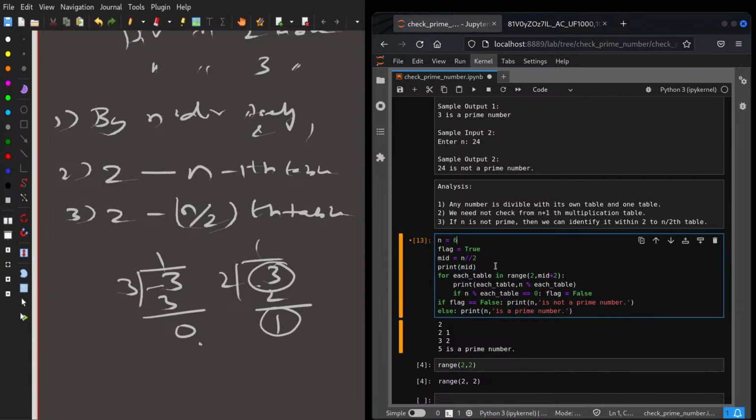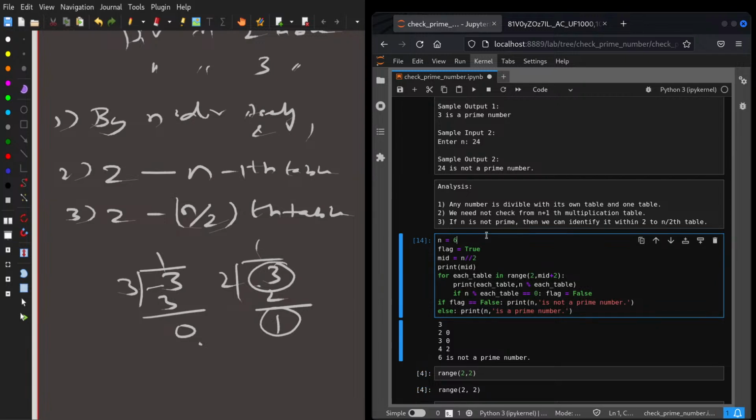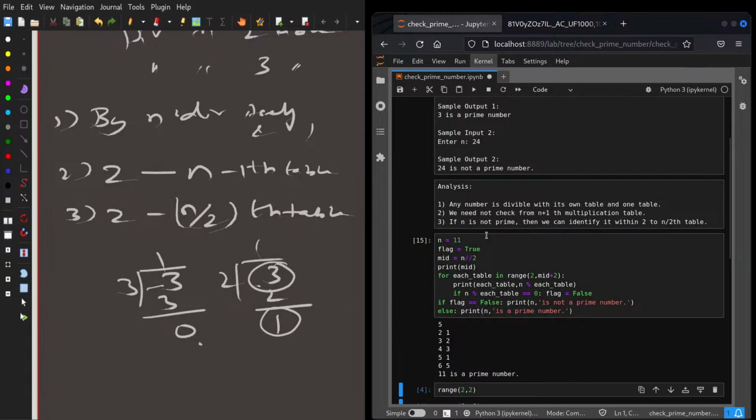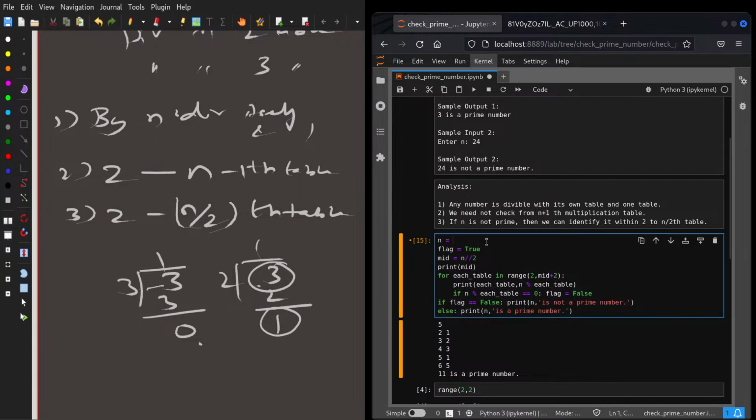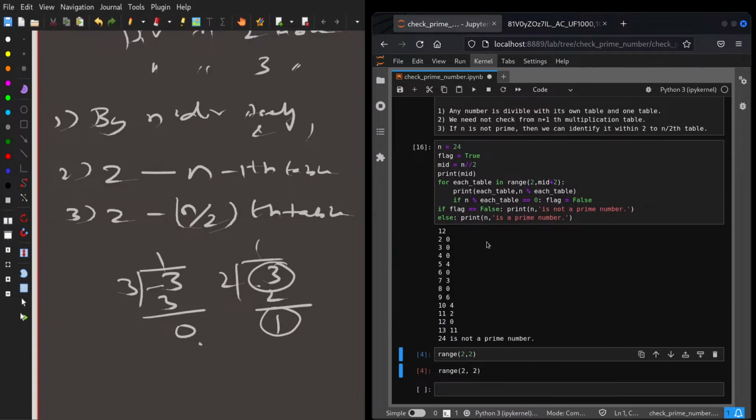Let's give 6. What's happening? 6 is not a prime number, right? Let's give 11. 11 is a prime number because it's divisible by itself and 1. Okay, correct. What's our second scenario? 24, isn't it? Let's check for that. So is our looping running till 24? Oh, not 24, till 13. Okay, it is running till 13. That's fine. No problem.